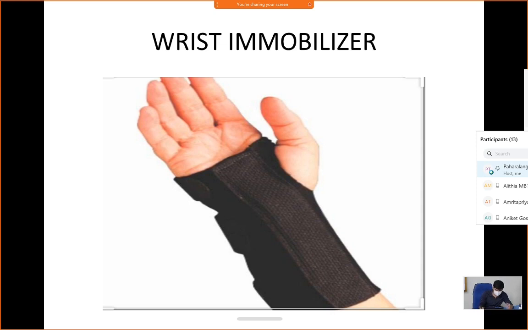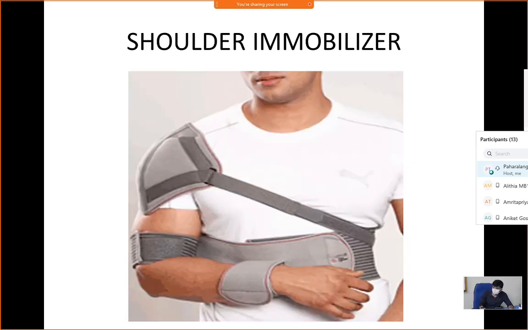This is the commercial alternative for that below elbow slab, to immobilize the wrist. This is the same use as the below elbow slab. Shoulder immobilizer: this is mostly used in shoulder dislocation. It has a strap around the chest for the forearm and the arm, and one more strap for the shoulder.